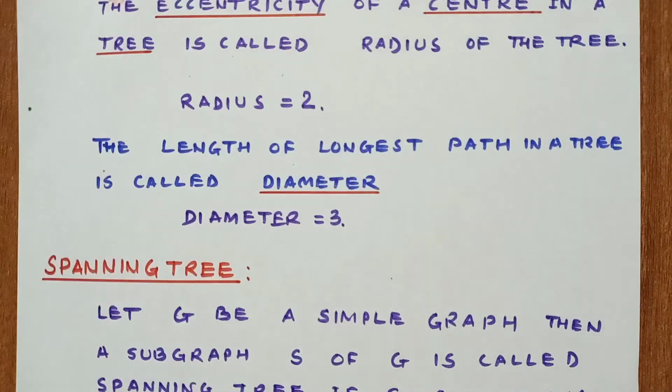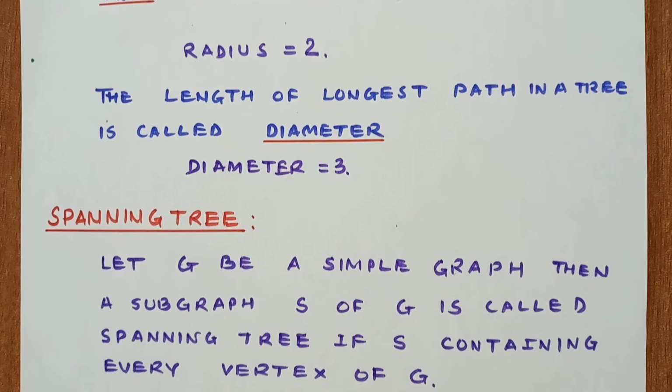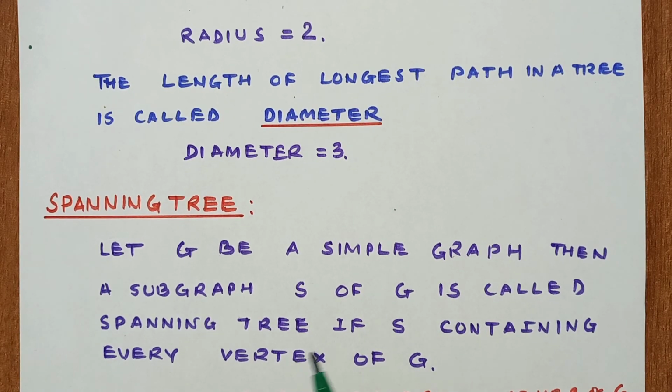Next, spanning tree. This is very important in the chapter on trees. Let G be a simple graph. Then a subgraph S of G is called a spanning tree if S contains every vertex of G. So remember, a spanning tree has all the vertices of the given graph.